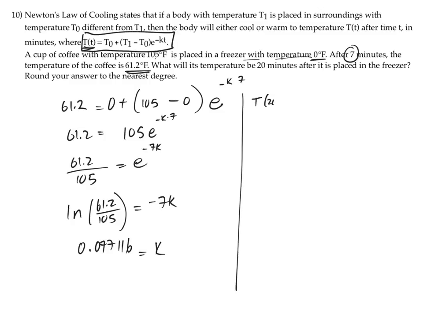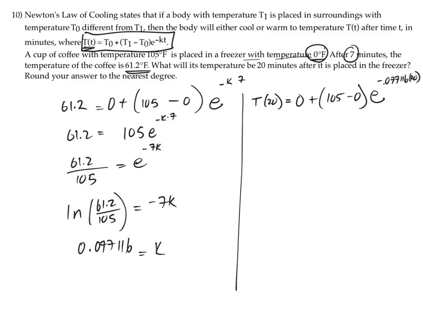So T after 20 minutes is going to be equal to T0, that's 0. That's what the temperature of the surrounding starts at. Plus T1 was the 105, minus 0 is what the whole thing starts at, times e to the minus K. So my K is negative 0.077116, and my time is 20. Okay, let's plug that in the machine. So the zeros sort of don't do anything. So it's 105, and then, whoops, I didn't want to do that.